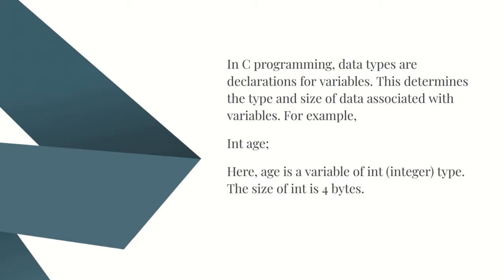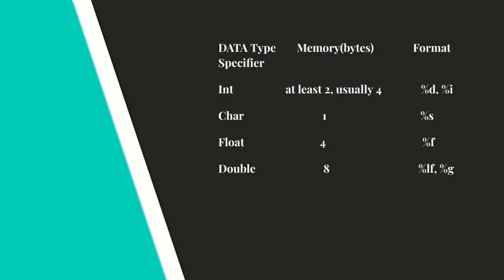For example, here I have given the example int age, where age is our variable and the data type is integer. Basically we use integer, float, double and char data types, and there are many other data types. Each takes a defined amount of memory, and there is a format to use while printing.